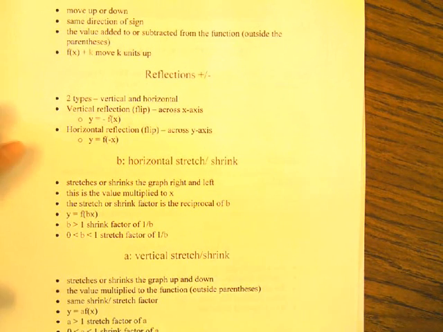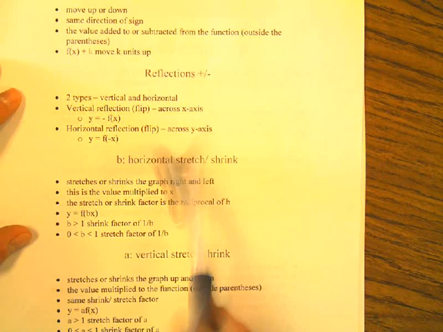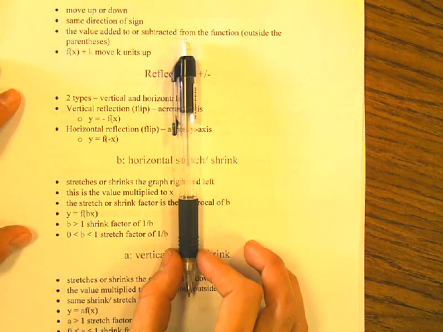Reflections, there are two types. There's some on the outside, there's some on the inside of the parentheses. There are vertical and horizontal. The ones on the outside, remember, are vertical. The ones on the inside are horizontal. What it does is it flips the whole function. If it's outside, it's going to flip it up and down, so it would flip the pencil directly like this. If it's inside, it would be horizontal.